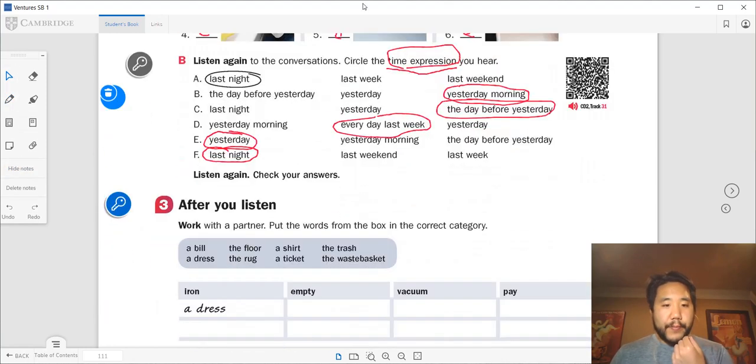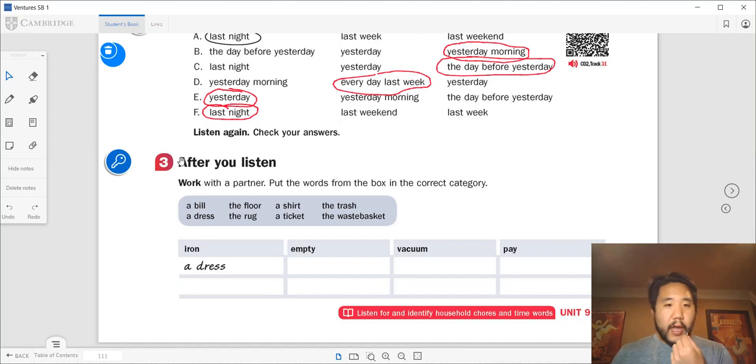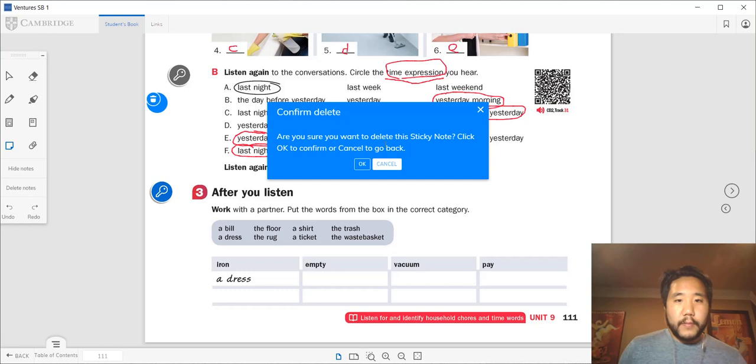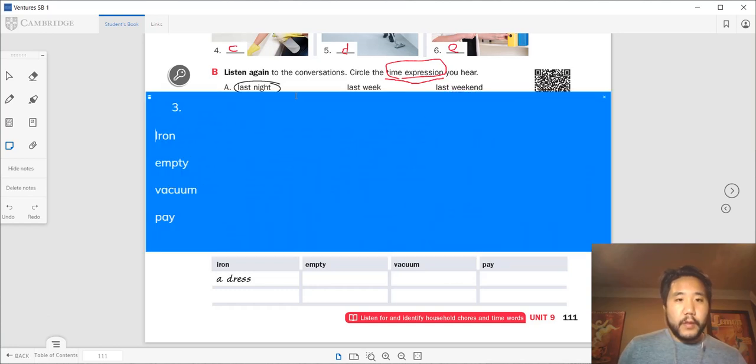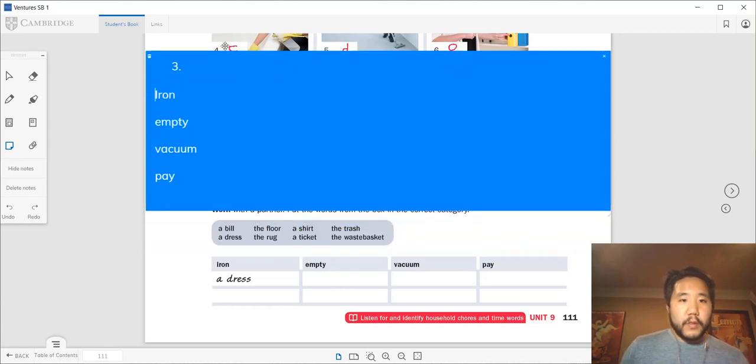Let's go down. Exercise 3, after you listen, work with a partner, put the words from the box in the correct category. We have a bill, the floor, a shirt, the trash, a dress, the rug, a ticket, the wastebasket. So let's try to fill it in. Instead of filling in, I'm going to type it so it's easier to see.